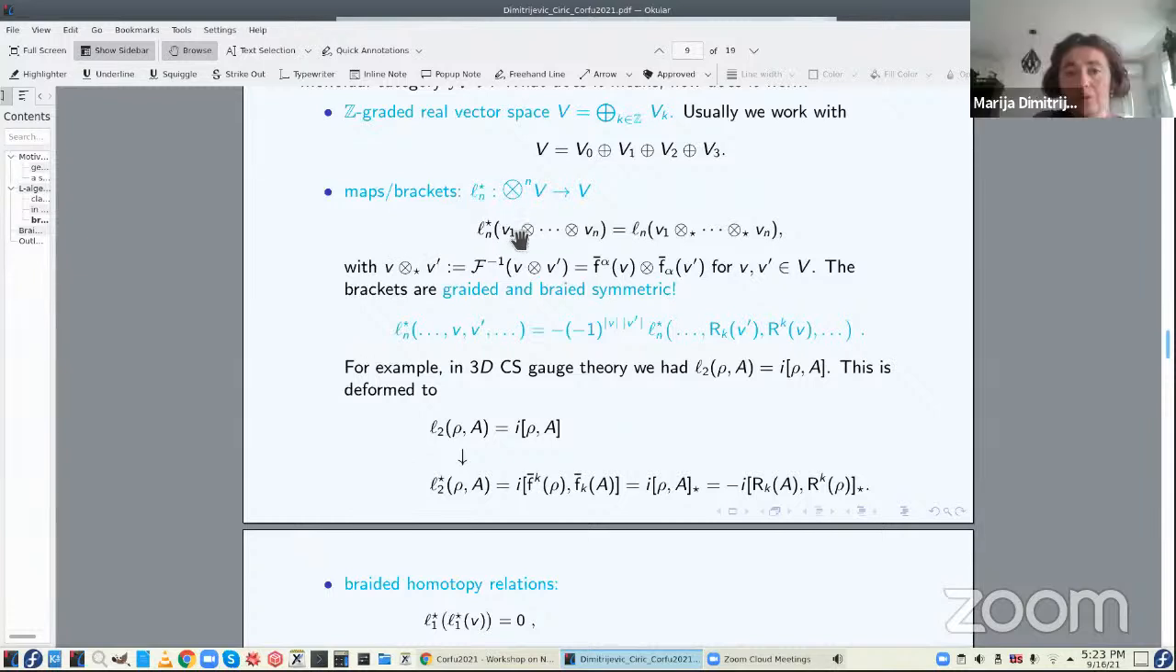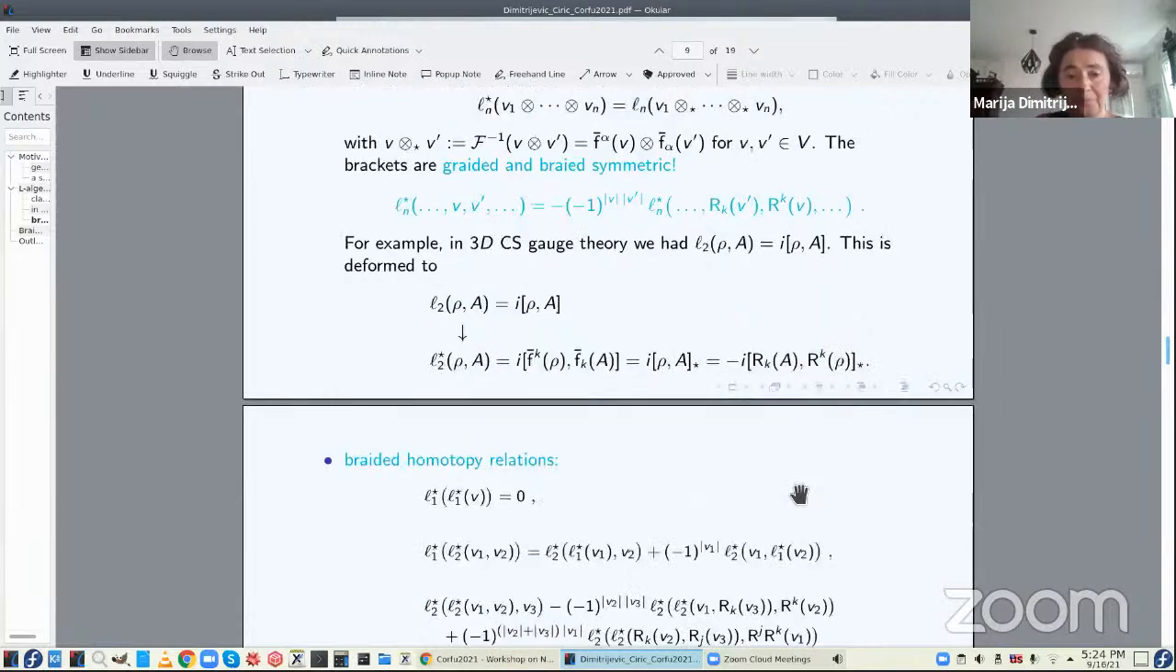So these brackets, now we deform into star brackets, saying that we precompose it in the usual way, like we introduce the star product, we introduce this inverse of the twist. And then the brackets are now graded antisymmetric, but they're also braided, meaning that when we commute two elements, there is also an R matrix appearing there. And the simplest example, in this non-abelian gauge theory, for example Chern-Simons, there is an L2 bracket, which is just the commutator. If we use this rule to deform this L2 bracket, then it will really be a braided commutator, the one that I had in my second example.